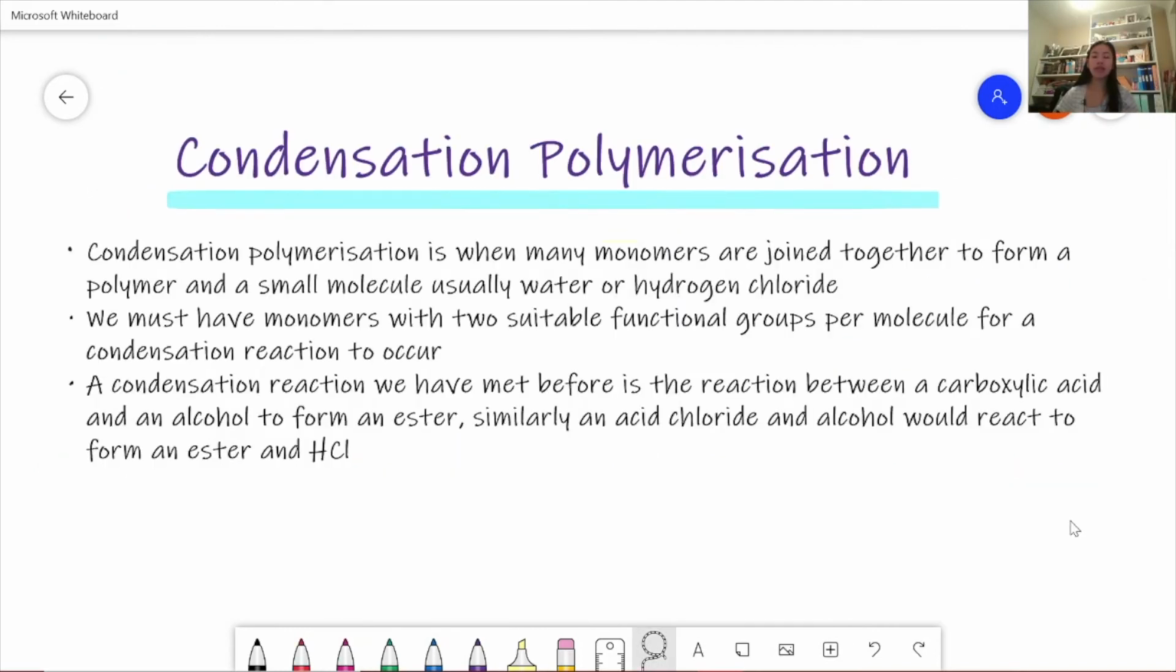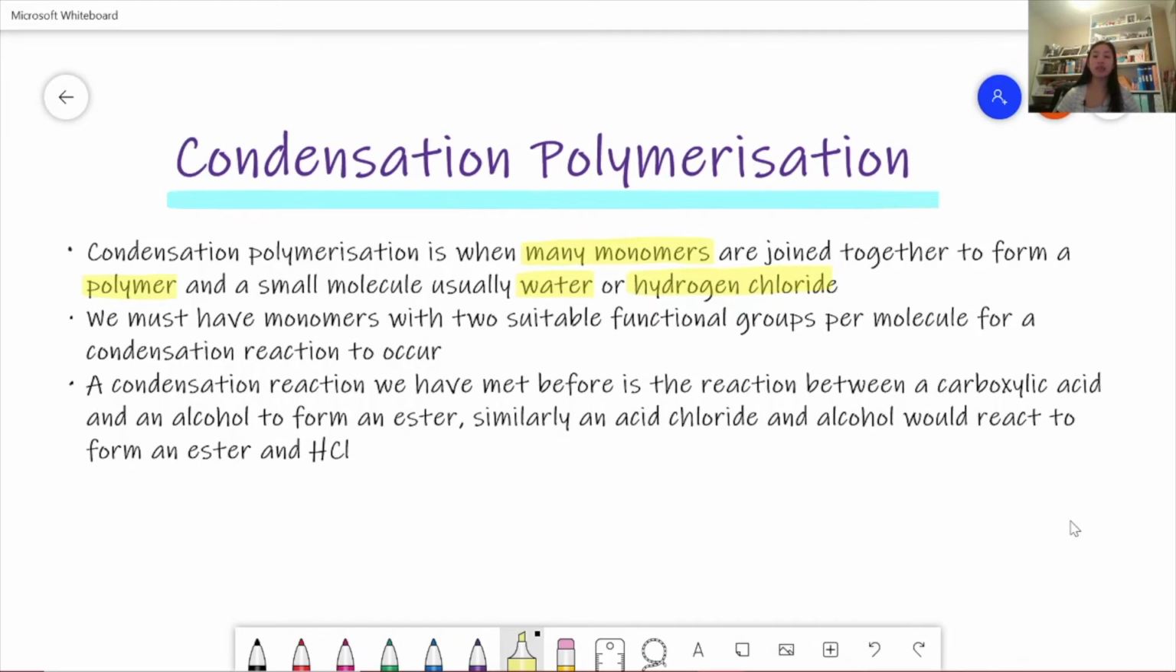Now I'm going to quickly run through what a condensation polymer is. So condensation polymerization occurs when many monomers are joined together to form a long chain molecule called a polymer, and also a small molecule, and usually this is water or HCl. And we must have monomers with 2 suitable functional groups per molecule for a condensation reaction to occur.